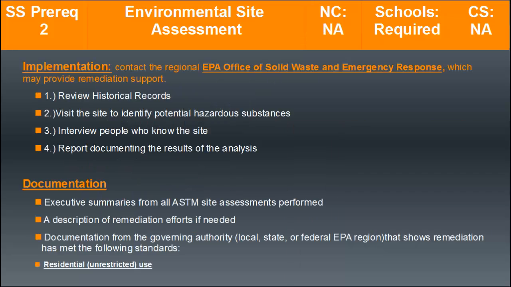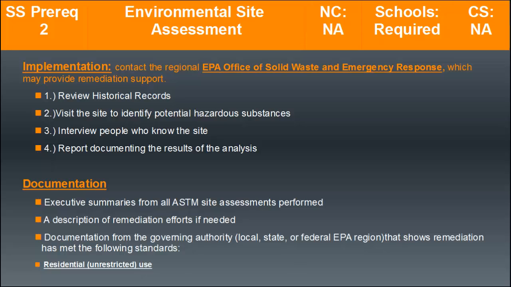In the implementation phase, you want to contact the Regional EPA Office of Solid Waste and Emergency Response, which may provide remediation support as well. So you'll review historical records, visit the site to identify potential hazardous substances, interview people who know the site, and report documenting the results of the analysis. In this documentation phase, provide executive summaries from all ASTM site assessments performed, provide a description of remediation efforts if needed, and documentation from the governing authority that shows the remediation has met those standards.